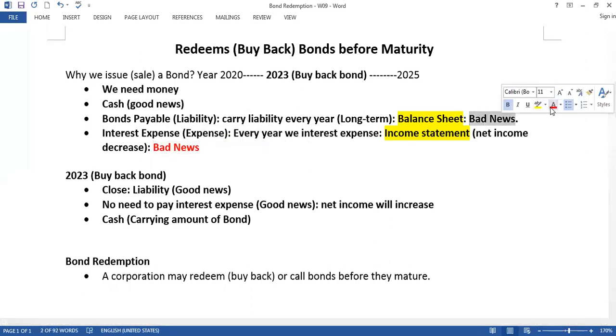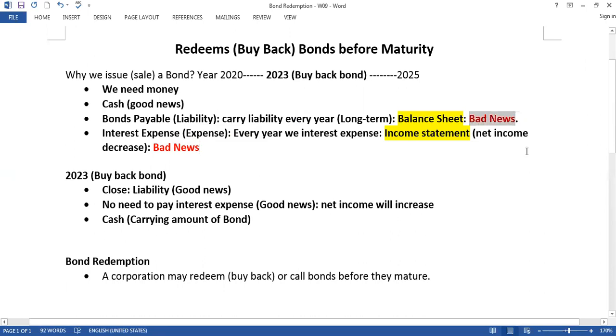Now, if you have available cash, you don't need to continue your bad news anymore. So if we buy back the bond in the middle of any year, then we can close our liability and we don't need to pay any interest. So these are the good news. And we pay cash about the carrying value.